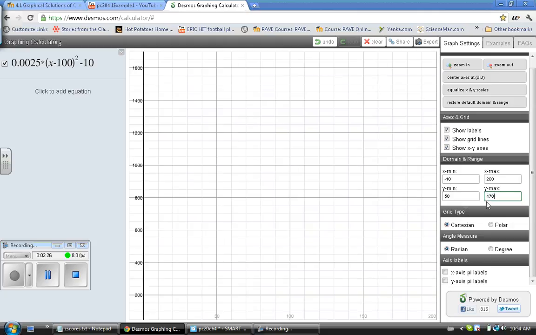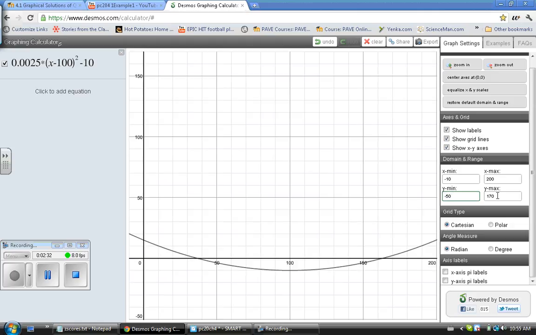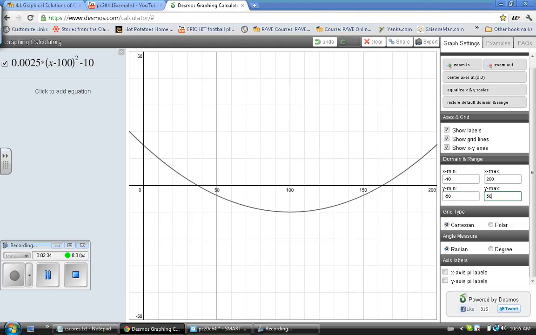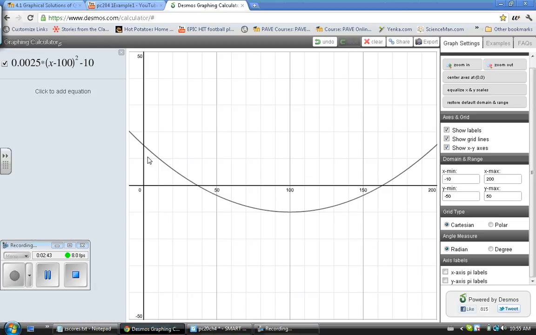That's not exactly what I wanted, but, oh, yeah, I accidentally wrote 50 instead of minus 50, and then it won't let me put 50 on the other side because you have to be higher. Okay, so there it is. That's my graph. And you notice that it looks kind of like what we had here, right? Because this is my tower, and if the cable continued all the way to where the left end of the bridge is, which it doesn't, it would come all the way up here.